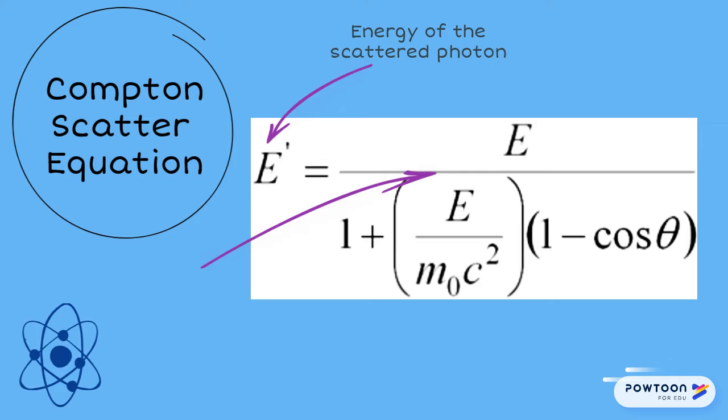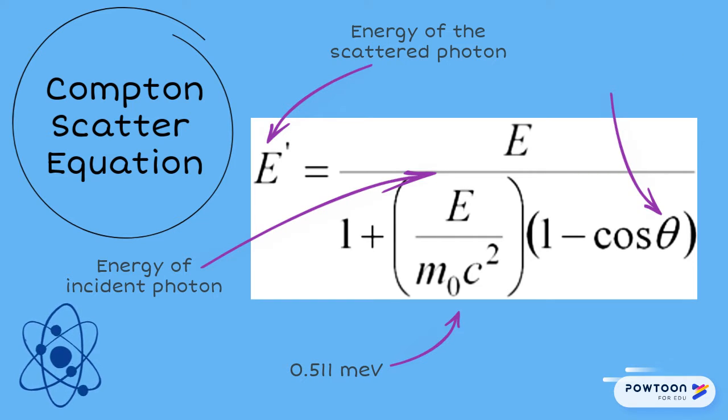Both of these capital E's are the energy of the incident photon. m naught c squared equals 0.511 MeV for an electron. And finally, theta is the angle of the scattered photon.